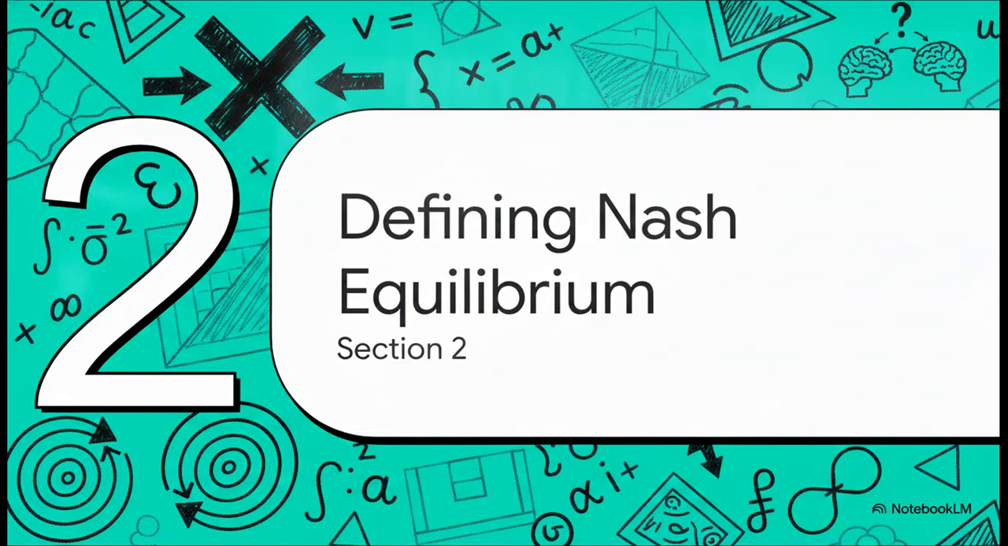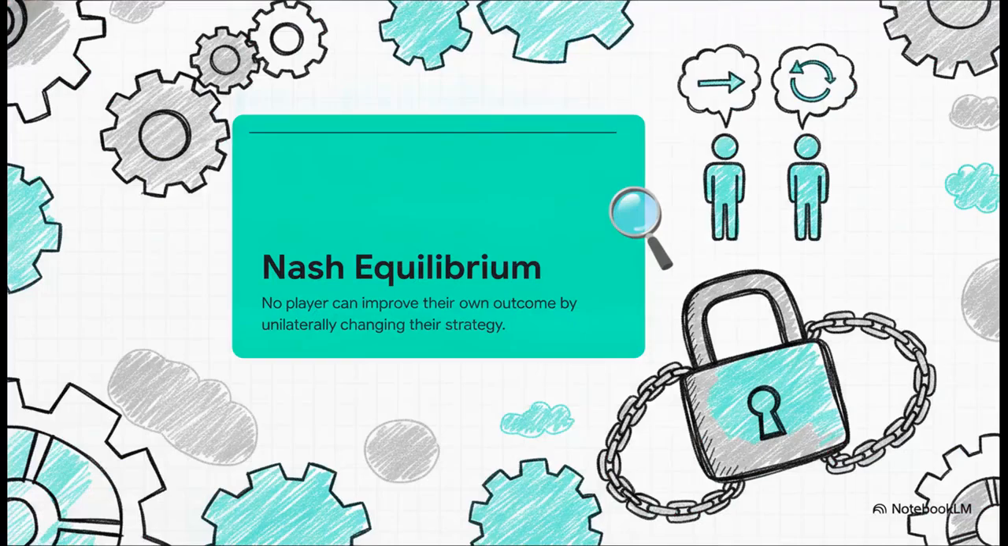Section 2. Defining Nash Equilibrium. Well, it turns out this baffling behavioral paradox isn't just human quirkiness or bad business sense. There's actually a mathematical answer to it, and it lies right here in this definition. A Nash equilibrium is a situation in game theory where no player can improve their own outcome by unilaterally changing their strategy, given that all other players keep their strategies fixed.